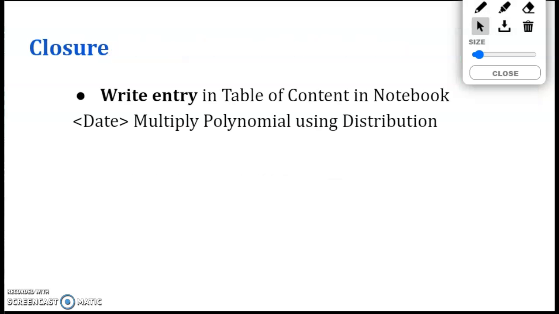Okay, and the final thing we did was you're writing in the table of contents. What do we do today? We multiply polynomials using the distributive method.